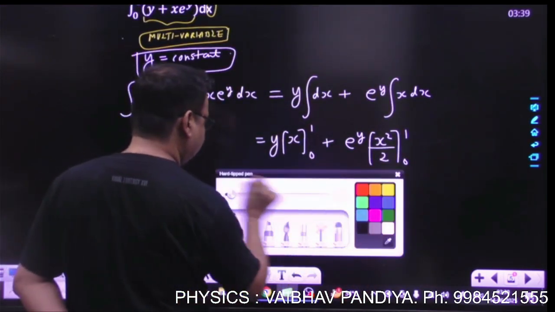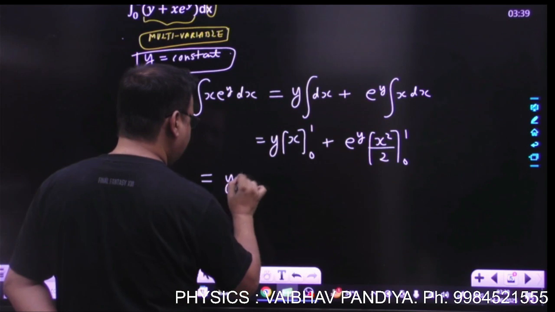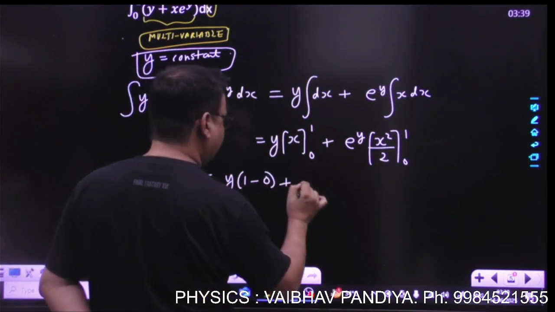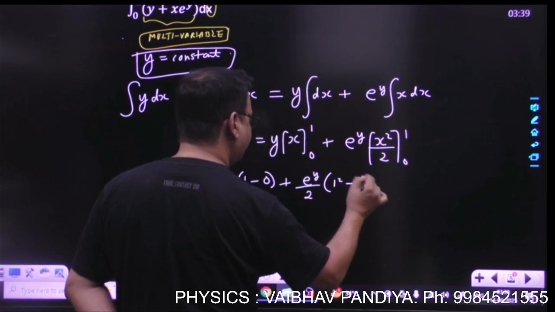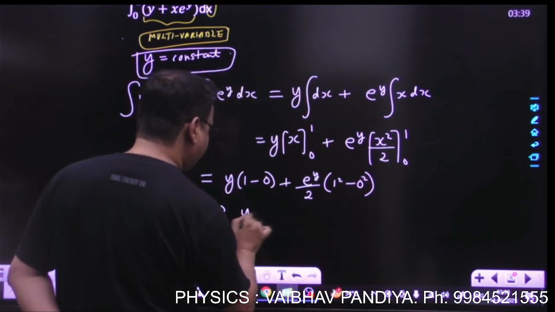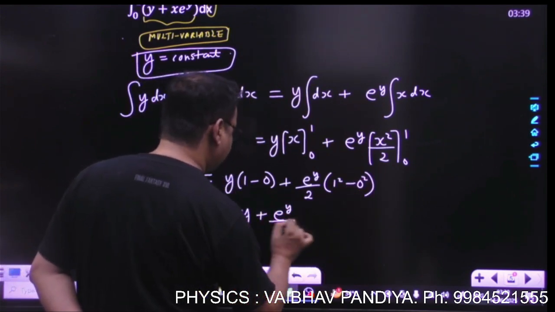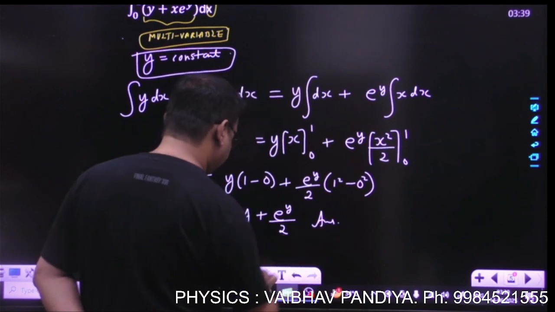The integral will come to be y times (1 minus 0) plus e to the power y by 2 times (1 square minus 0 square). So your answer will be y plus e to the power y by 2. That is your final answer.